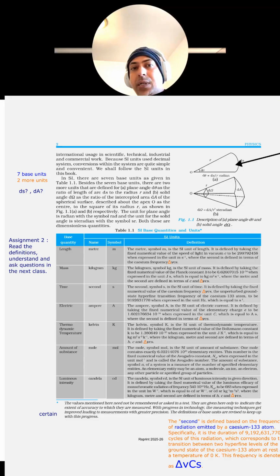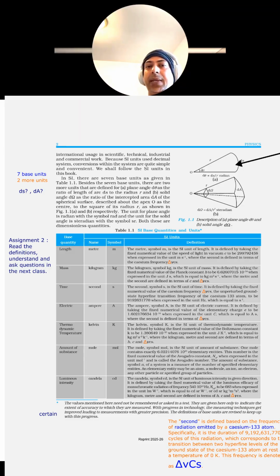arc ds to the radius r. The ratio is defined like that: arc ds by radius r.